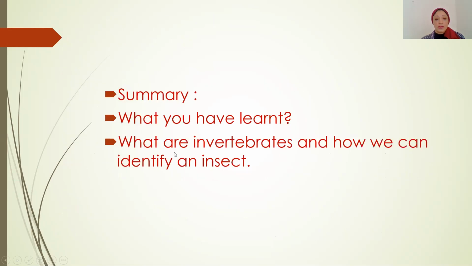So the summary for today's lesson: what you have learned today, what are invertebrates, and how we can identify an insect. Again, invertebrates are groups of animals without any internal skeleton. It includes a lot of groups, and today's lesson was about the insect only. And how can I know that this invertebrate is an insect? It has 6 legs.